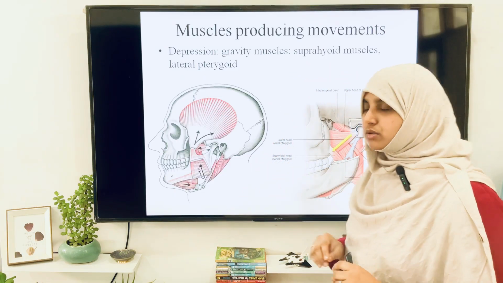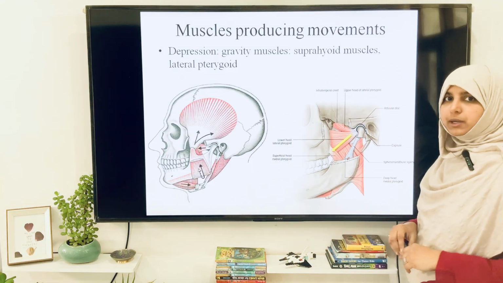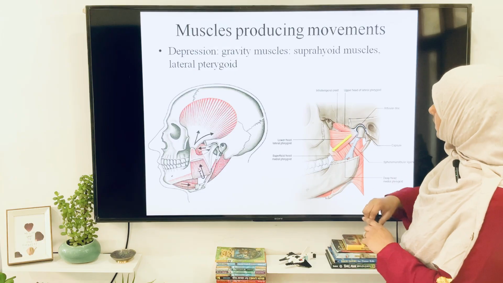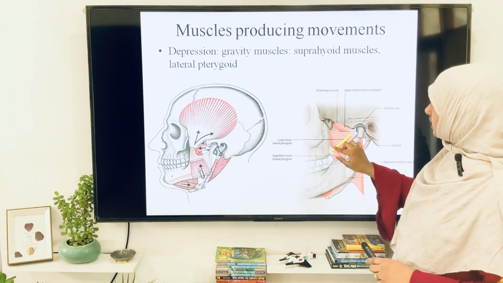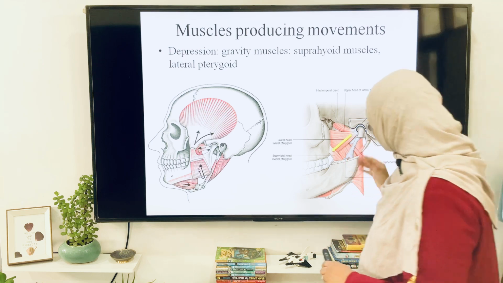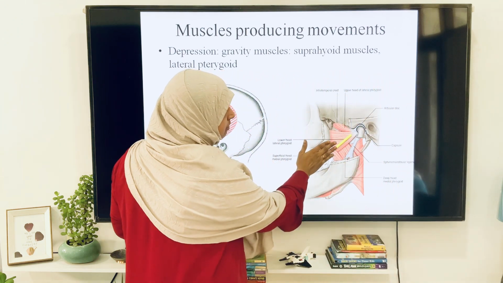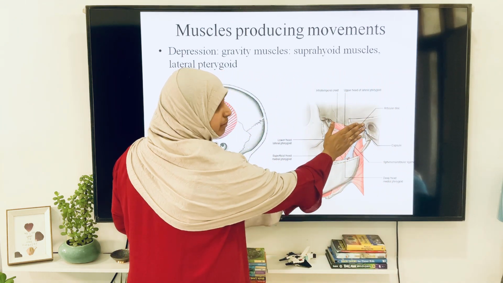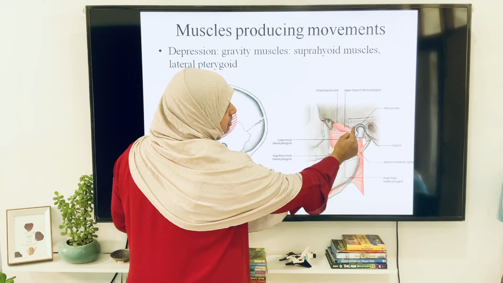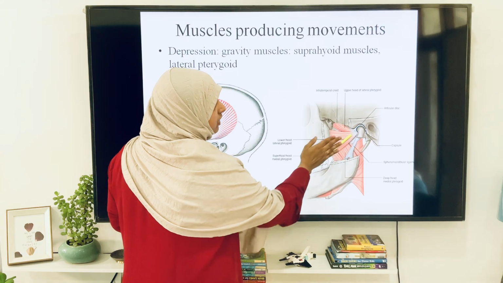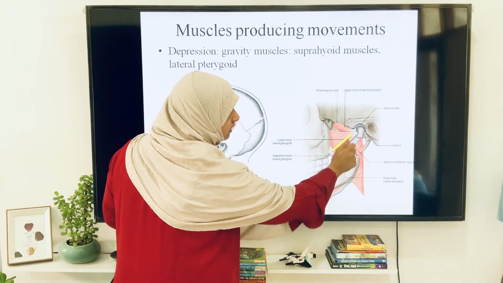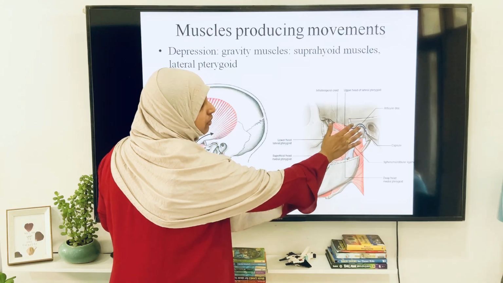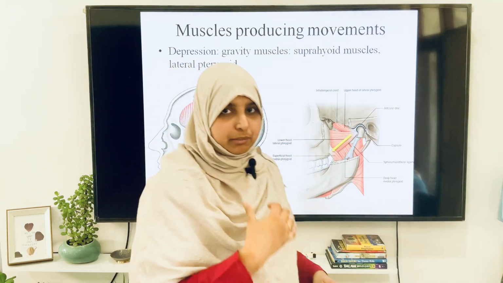Why? Because of the orientation of the fibers. As you can see here, this is the lateral pterygoid muscle, and the fibers are originating from below and it is inserting above to this fibrous capsule and into the pterygoid fovea. So what will happen when it is going to contract? It is going to pull the temporomandibular joint below. That's how it's going to cause depression.